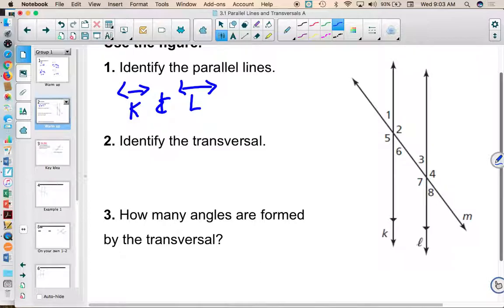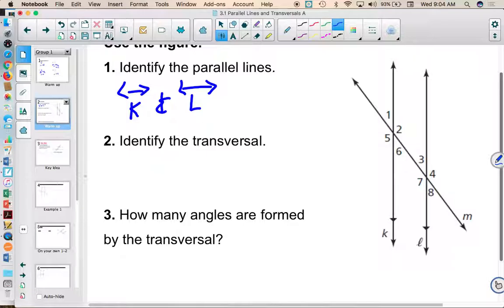Is she correct? Okay, the only way that I know I'm talking about lines is if I wrote out the words lines K and L, or I can use the symbol that tells me that I'm talking about a line. Either way, but I have to do one or the other.